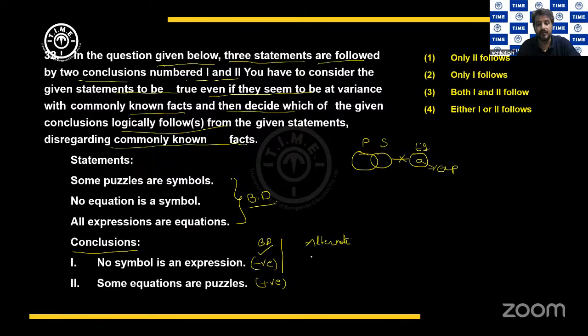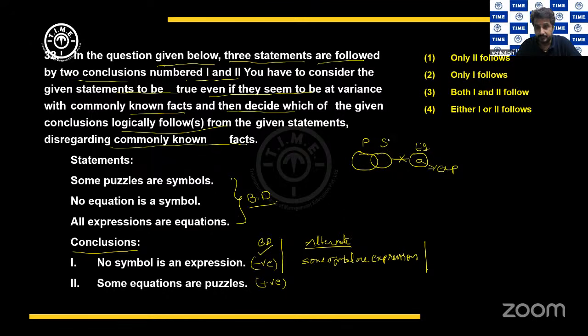To draw the alternate diagram, we use the opposite pair. So opposite pair of no symbol is the expression is some symbol or expression. This I have to prove in the alternate diagram. Can we prove it? Some symbol or expression.